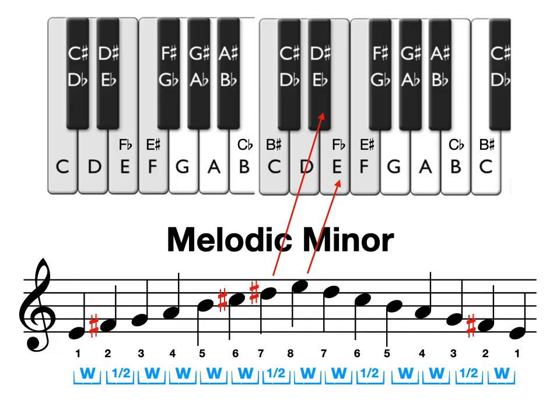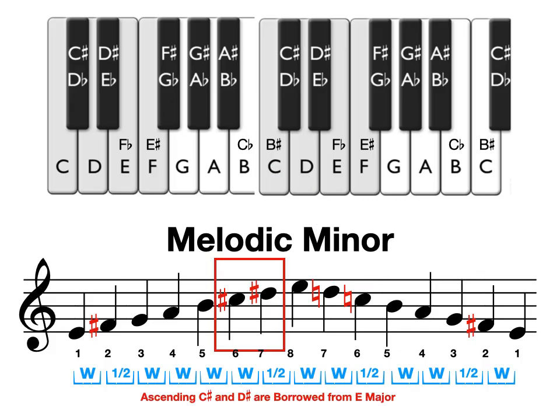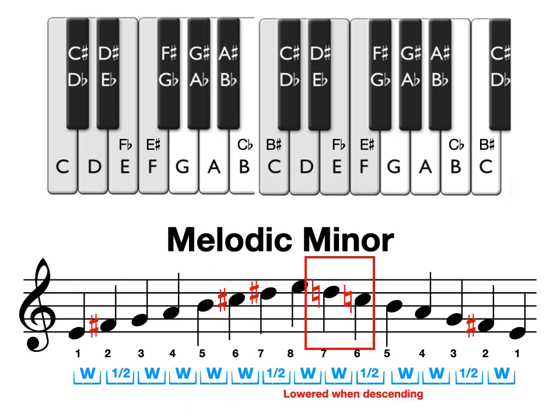Now E to D is a whole step, so that's why we have to go back to D natural. And then D to C is a whole step, so we need the C natural. So remember, the naturals cancel out the accidental that was just before it. And the rest of it is just the natural minor scale. So again, ascending, you want to use C sharp and D sharp. And descending, you want to use the D natural and C natural.